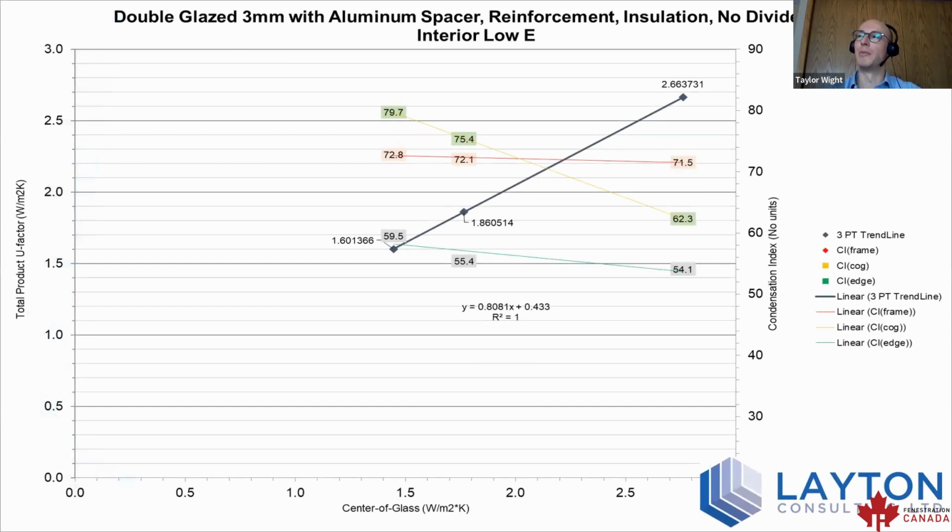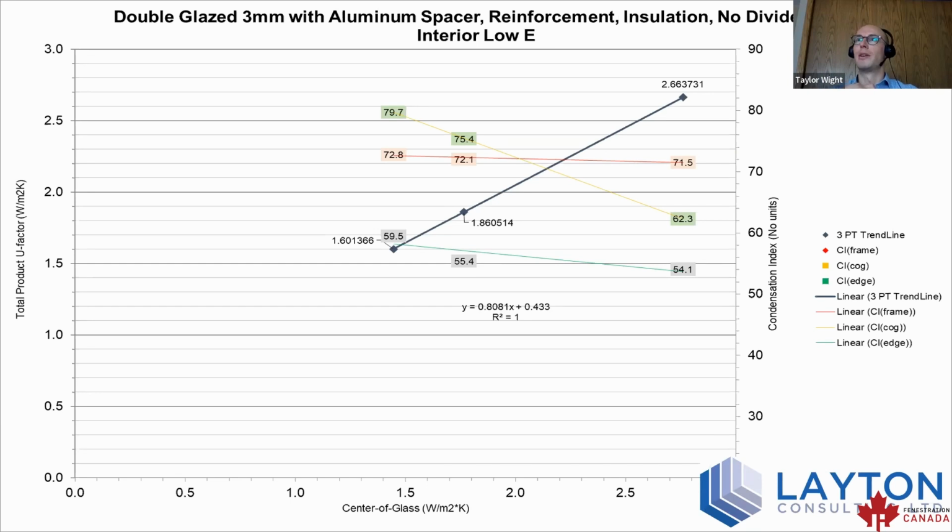So this is what the trend line looks like, and I'm focusing on the dark blue line that slopes upwards. That's our U factor. The other lines we'll get into later, they deal with the condensation index. But that dark blue line will be the result that you'll get from a LEAFF simulation.